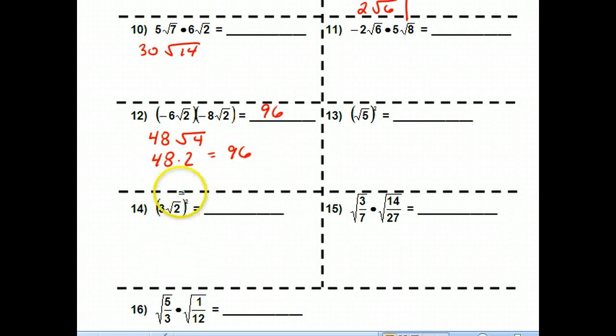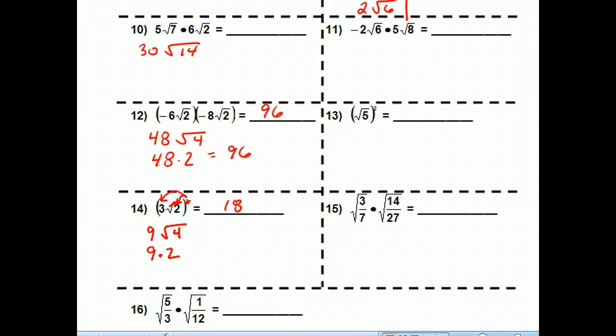Okay, so let's try one with a square on the outside. So here you have to remember that your square has to hit both numbers. Okay, so here 3 squared gives me 9. And now I guess one way you could do it is to say square root of 2 squared is going to give me 4 on the inside. But really, remember, a square undoes what a square root does. So I can write it like this, but really what I've got there is 9 times 2. Okay? The square is going to cancel the square root sign. They undo each other. So here I've got just 9 times 2 is 18.